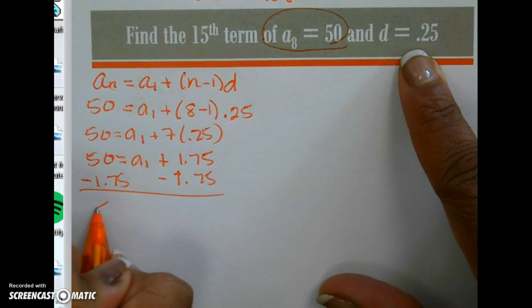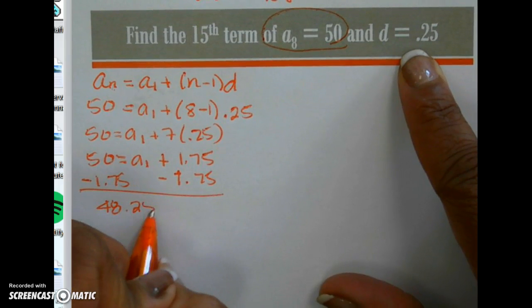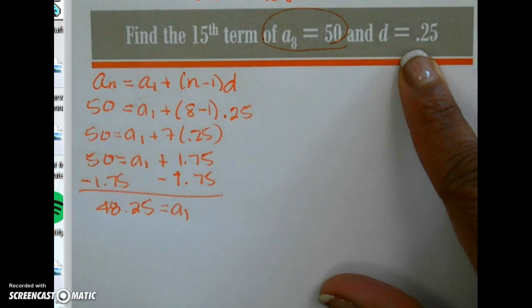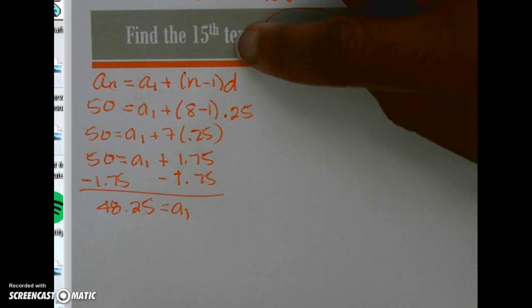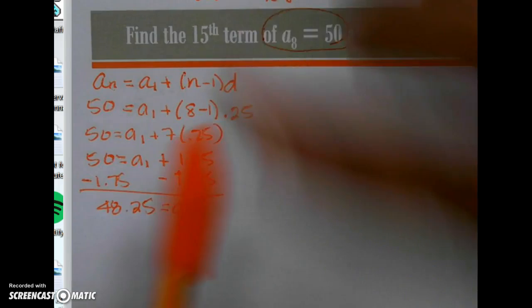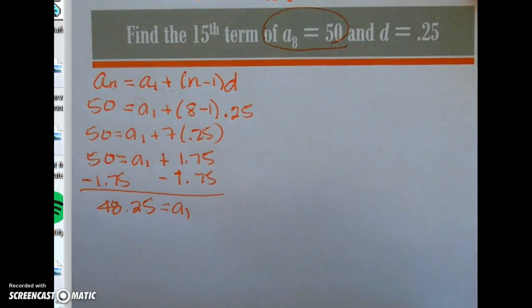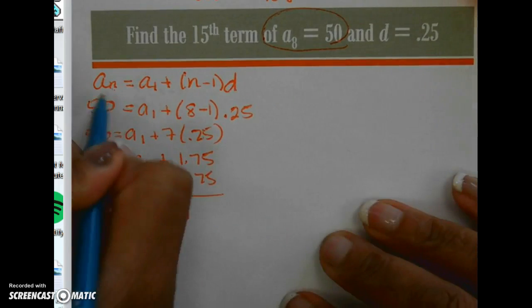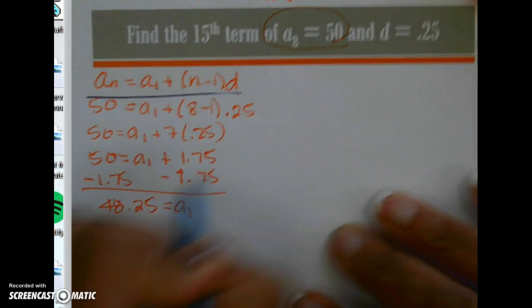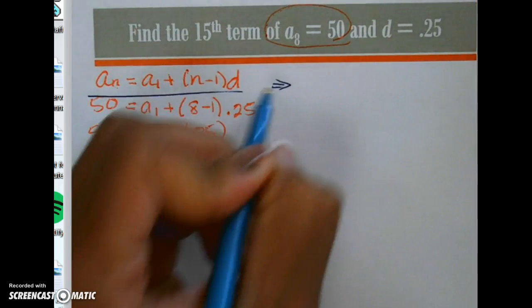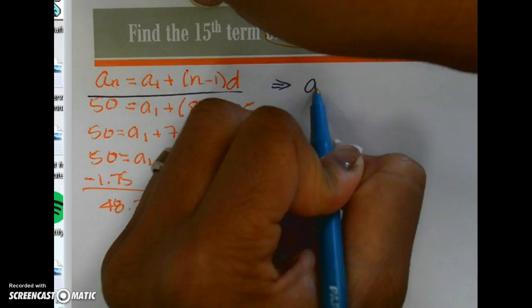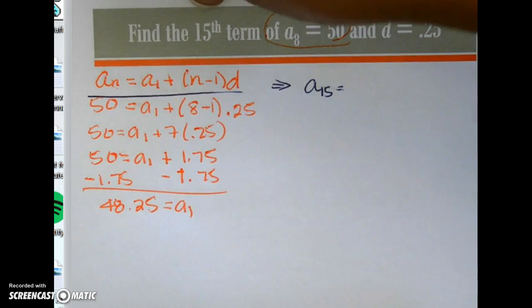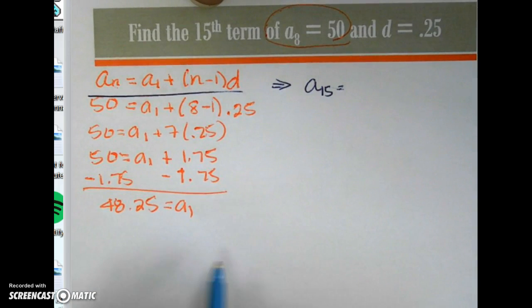And you get 48.25 is equal to a sub 1. This, I think, is all I need. Let's check. What am I looking for? I'm looking for the 15th term. That's my goal. That's what I need in my life. So I'm going to go back to this equation right here, except now I'm looking for the 15th term. That's what I want. Well, let's find it. I want to find a sub 15. Let's plug in what I know.